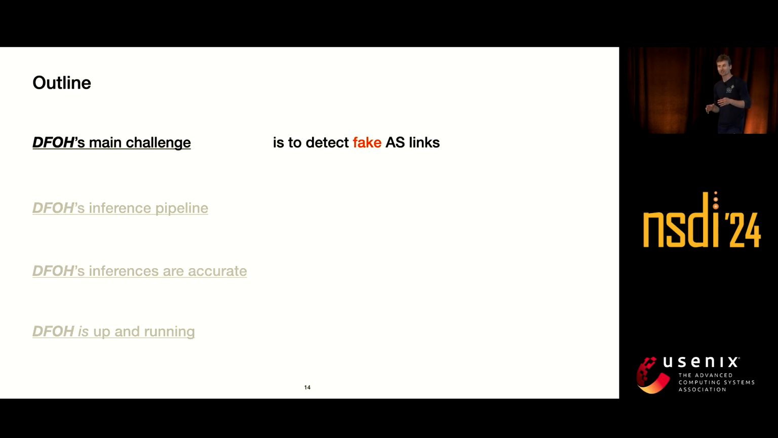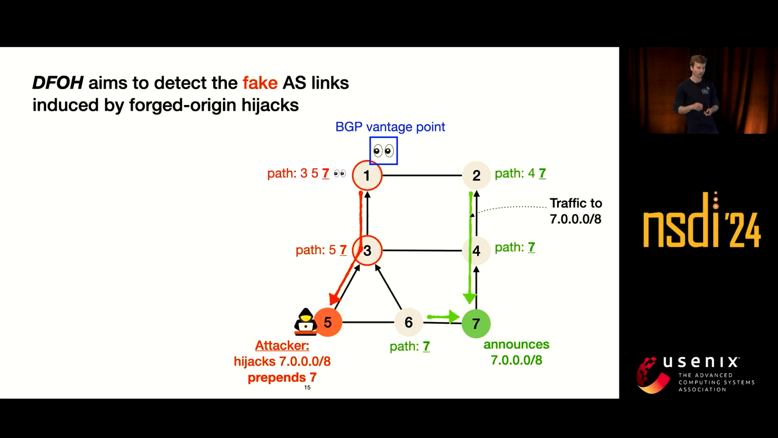Okay, so the main challenge of DFOH is to detect fake AS links. So why is this the main challenge? Because imagine we have BGP vantage points. Actually, we do have those vantage points in the real internet, the ones from RIS and RouteViews. So we can see the BGP routes that propagate through the internet.